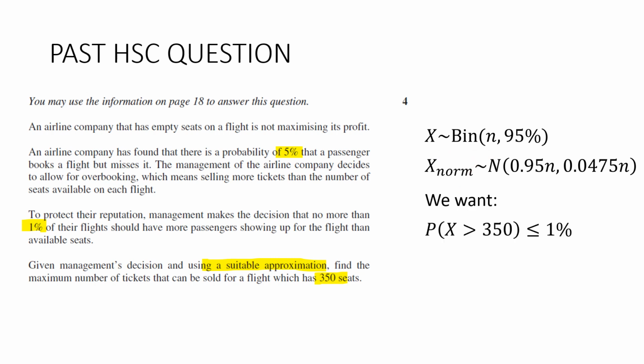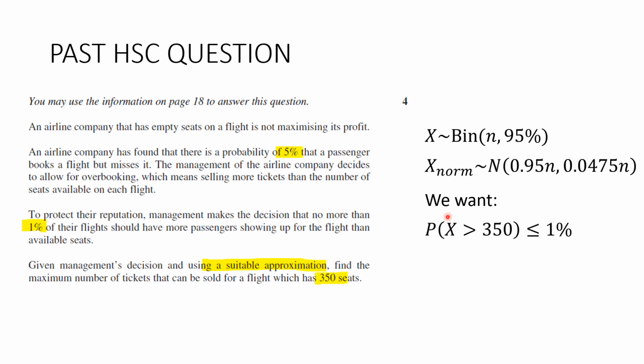So this is what we want: the probability that X is greater than 350 to be less than or equal to 1%. Now where did I get this 350 from? Here. There is a maximum of 350 seats on the flight. We can sell more than that, but we only want a maximum of 350 people turning up.